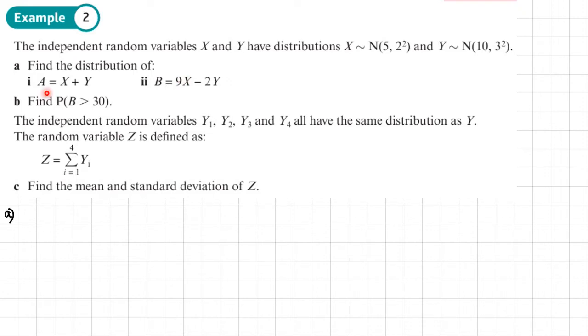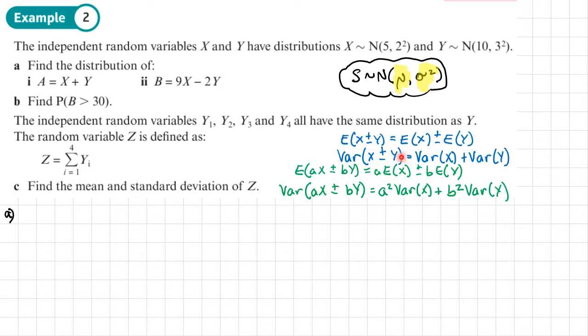Now when a question asks you to find a distribution, that means you need to have an answer of this form. So some distribution that we're given is normally distributed, and we need to calculate what the mean and the variance is of this distribution. So our job in this part of the question is going to be to work out what are these values here, but for A. So I've got the rules written down here.